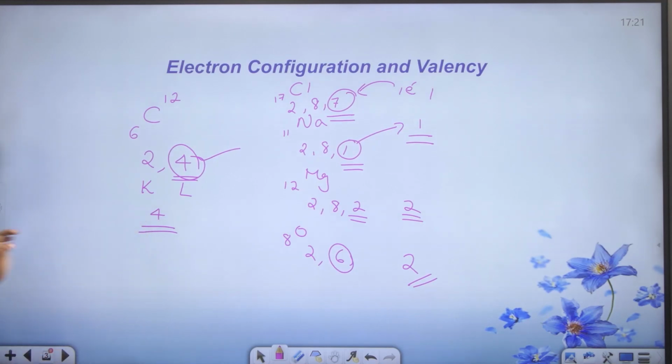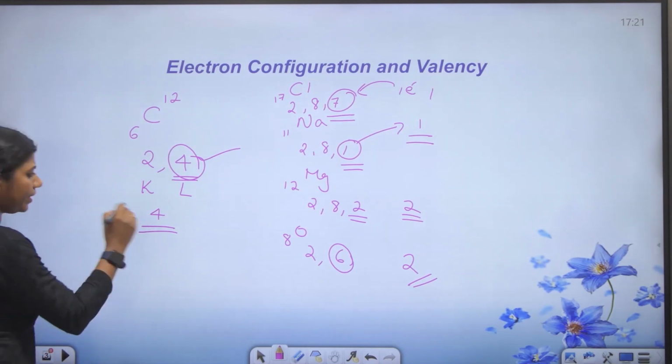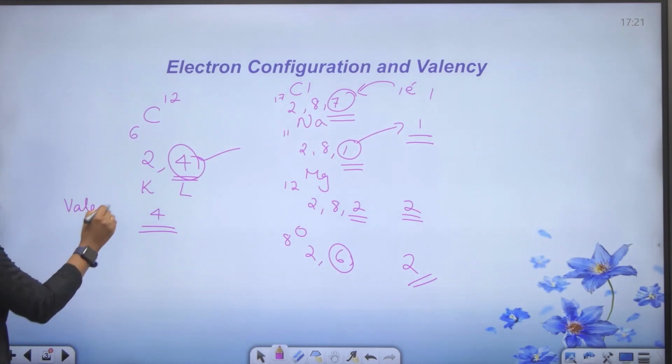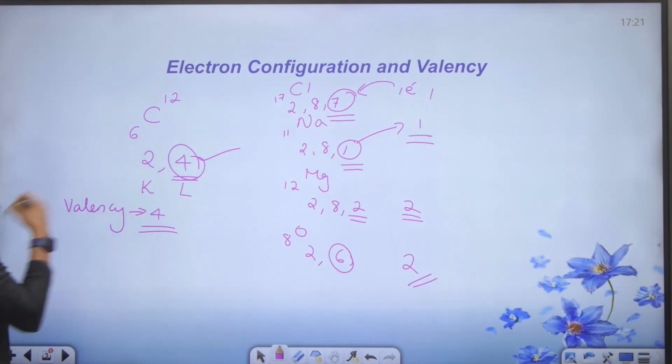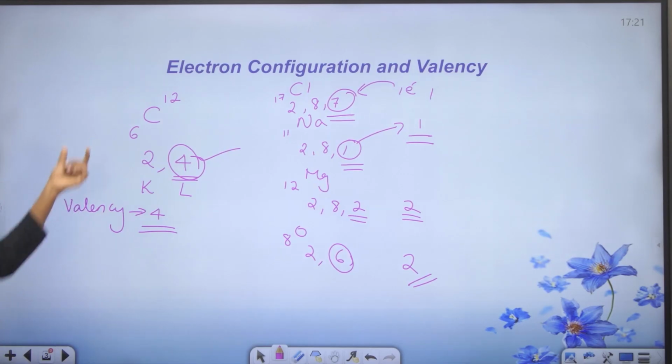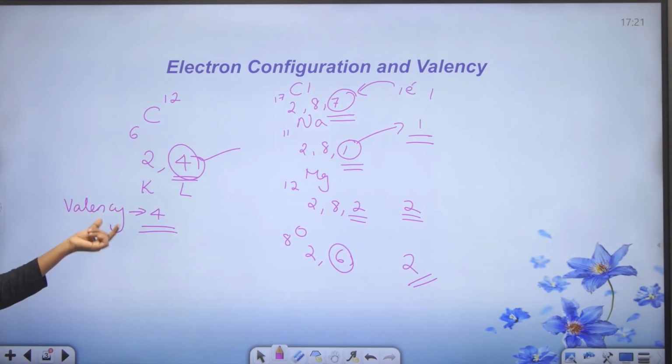And note down: the valency of carbon atom is 4. Valency means the number of electrons required to complete the octet. Carbon requires 4 more electrons to complete its octet. So the valency of carbon is 4.